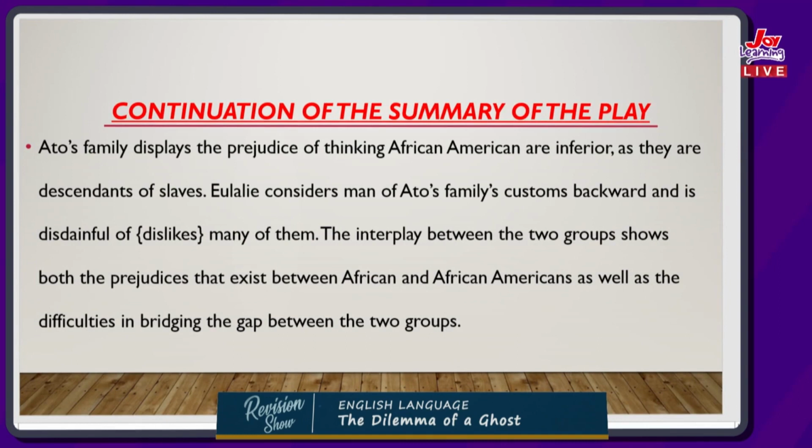Ato's family displays the prejudice of thinking African Americans are inferior as they are descendants of slaves. Now, Eulalie considers the customs of Ato's family backward and is disdainful, or better still, dislikes many of them. The interplay between the two groups shows both the prejudices that exist between Africans and African Americans, as well as the difficulties in bridging the gap between the two groups.